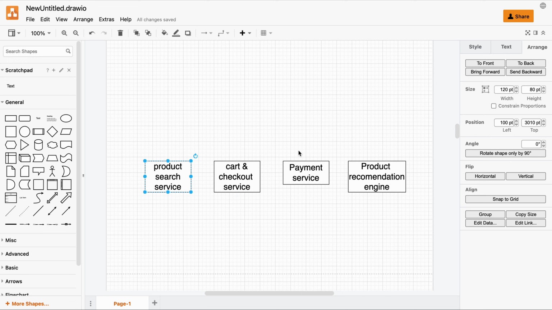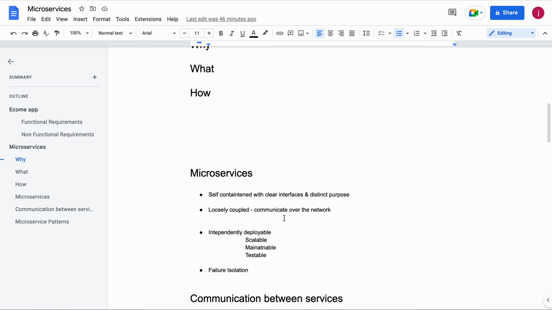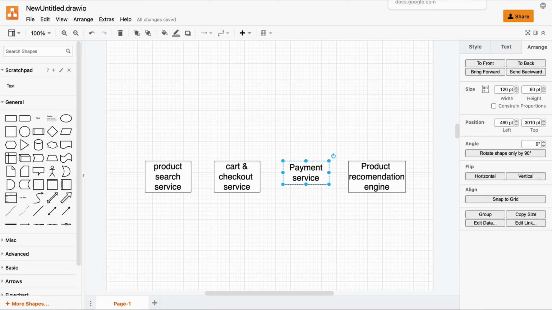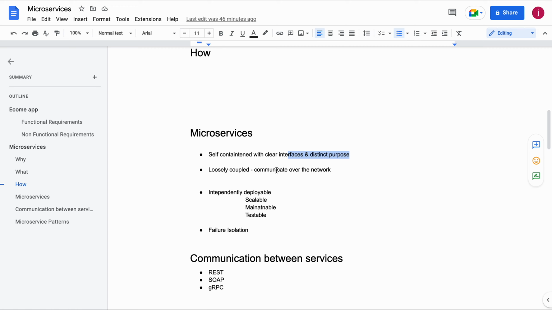This would be a set of services, and you can see that if you have a service called product search service, you are not going to add a little bit of the cart and checkout feature into it. This has to be cohesive. Product search in itself is a box we can close. In the same way, the payment service should deal with the payment part. We shouldn't feel like, there is a payment service, we can add some more logic from somewhere into this service. That's not the way we divide these things. So that's the part where it is explained: self-contained with clear interfaces and distinct purpose. Each of our services has a distinct purpose, and it's self-contained as well. So that's one point. Loosely coupled, communicating over the network.